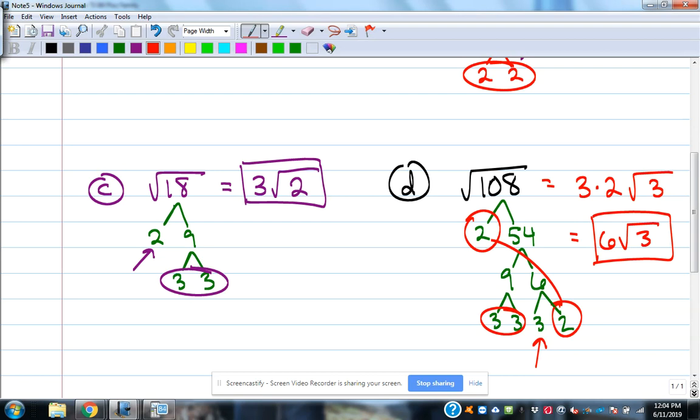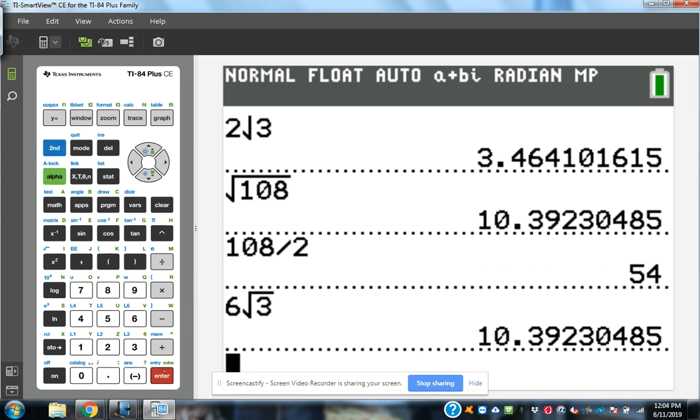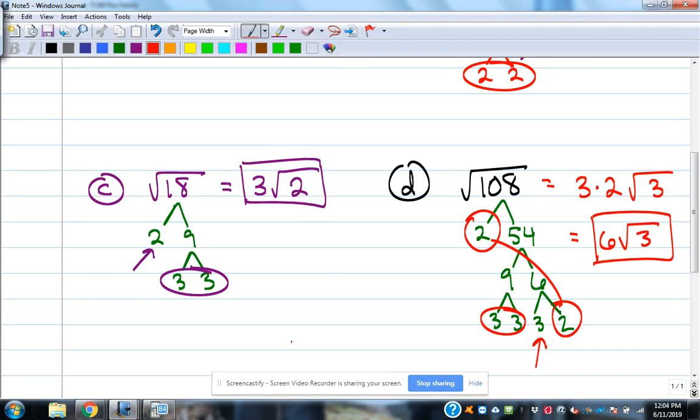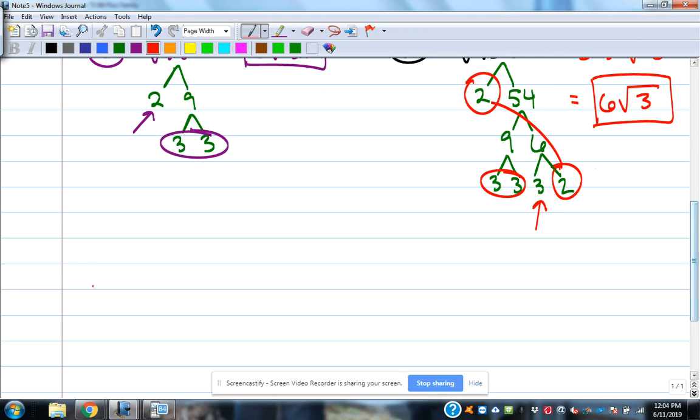I'm going to check that with my calculator to make sure that 6 radical 3 is the same as the square root of 108. 6 square root of 3, 10.39 and some change. It's the same number out of that. So simplifying using the factor tree method is absolutely useful. If there's a negative sign out in the front of it to begin with, so 300 under there, big number.